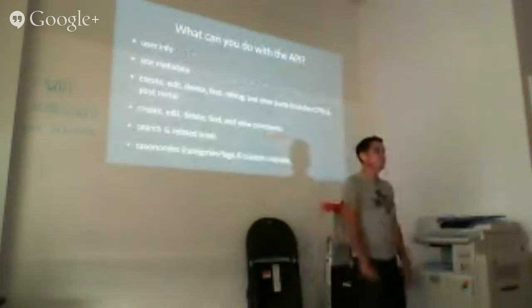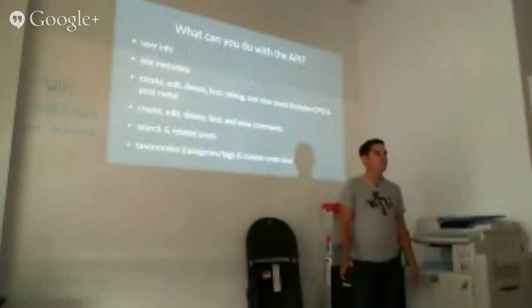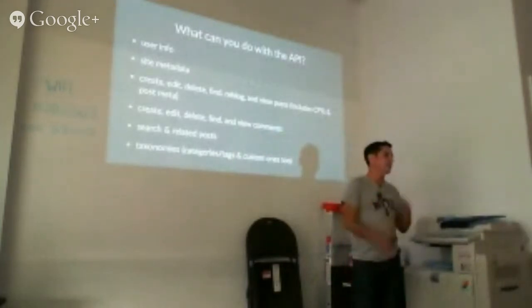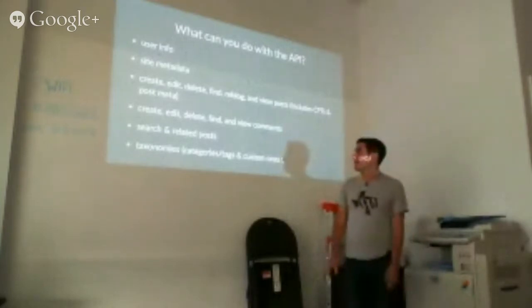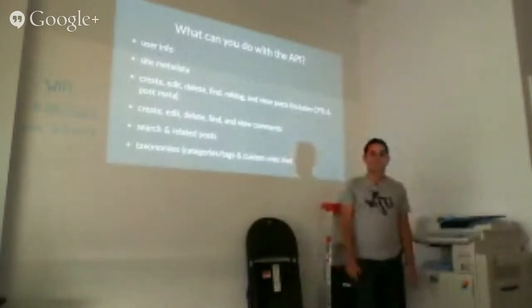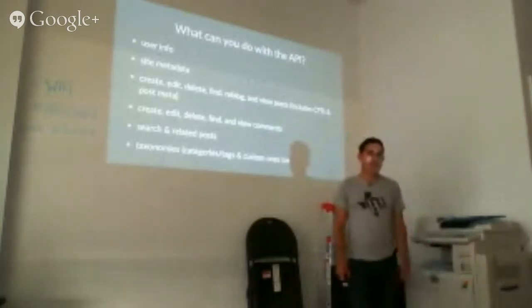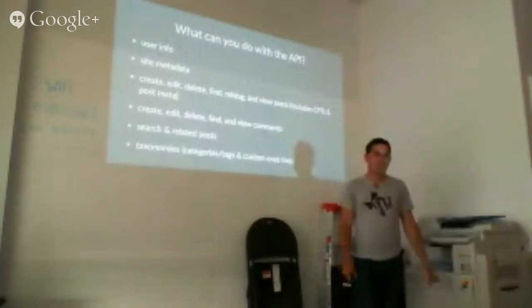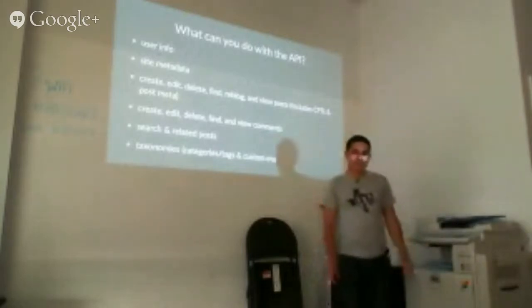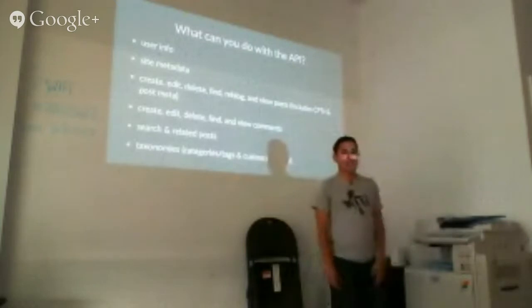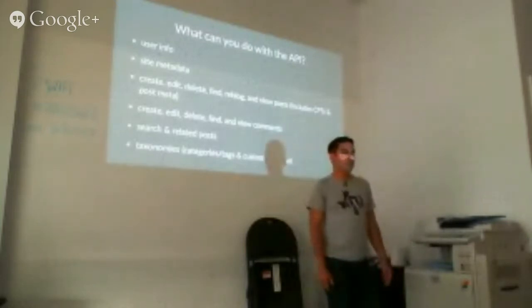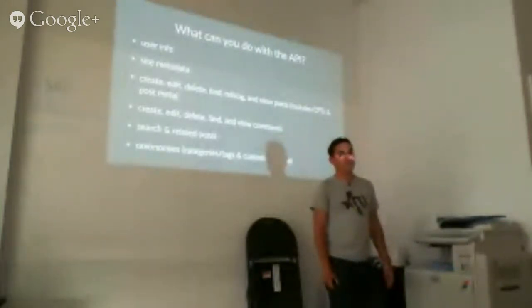There's a lot of stuff that you can do with the API. I don't know the exact number, but there's definitely well over 25 different endpoints. And within the endpoints, there's sub-endpoints and query parameters that you can pass. So there's quite a lot that you can do, some of which is collecting user information, site metadata, creating, editing, finding, reblogging, and viewing posts. You can create, edit, find, and view comments. You can search and find related posts. And you can interact with taxonomies.